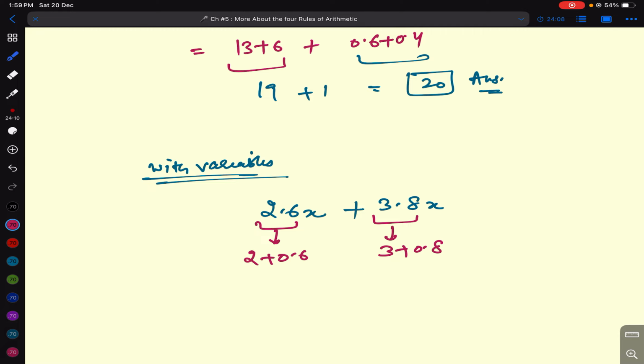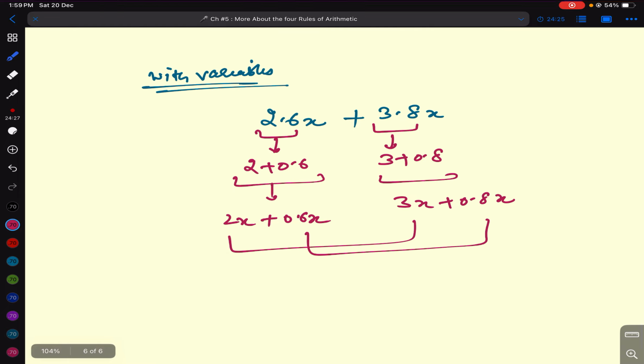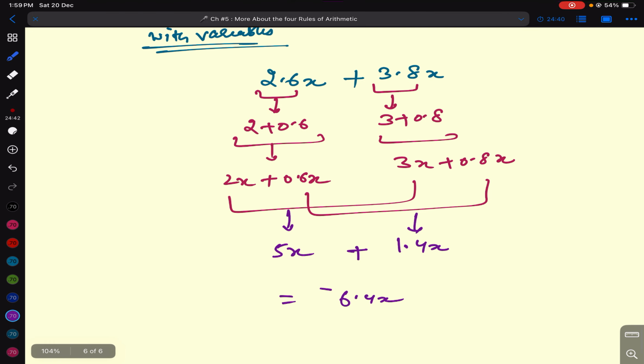Okay, now once you split, considering that you have a variable, this will be written as 2x plus 0.6x and this will be written as 3x plus 0.8x. Then you can combine the whole numbers and the decimals. So 2 plus 3 gives you 5, and 0.6 plus 0.8 gives you 1.4x. When you add them, you get 6.4x. That's your answer. This is how we perform the calculation with decimals and variables.